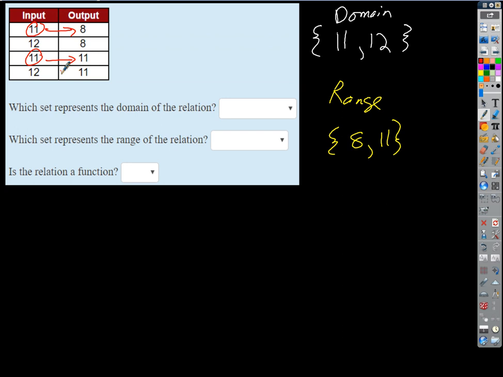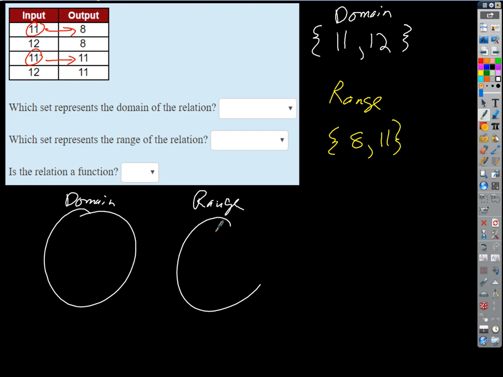or I could get back 11, right? If we were to write this using like a Venn diagram, where this is our domain, and that's our range, that means that the single value 11 is going to map to both an output of 8 and an output of 11. And now we can see there's 2 arrows coming from that 11. So it's not a function, right?